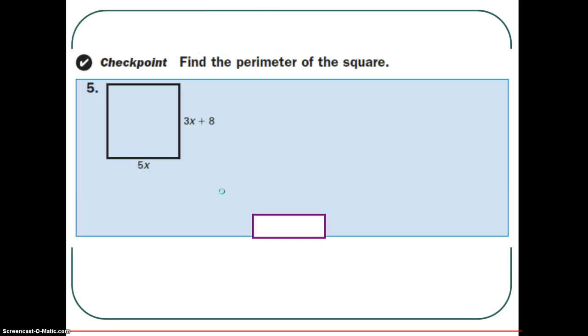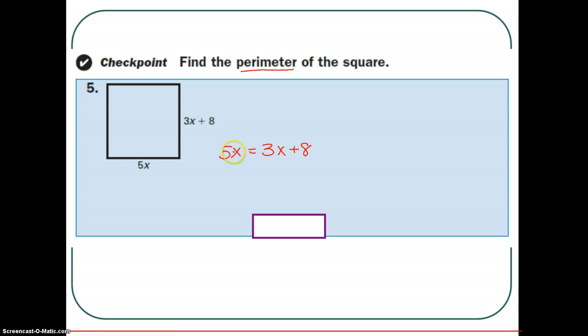Please try number 5. Remember to set the two expressions equal to each other because they're going to be the same number. Solve the problem. Find the perimeter, not just x.